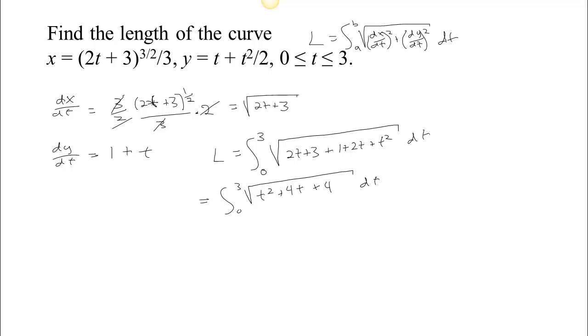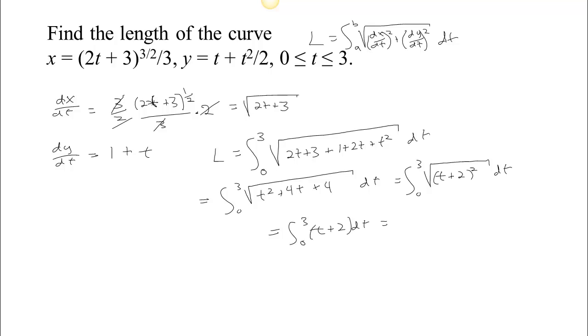And the key to integrating this is to notice that the square root of t squared plus 4t plus 4 is a perfect square. It's t plus 2 squared. So now that that's a perfect square, we've got the integral from 0 to 3 of the square root of this. Now technically that's the absolute value of t plus 2, but if t is going from 0 to 3, t is always positive, so t plus 2 is positive. So we don't need to worry about the absolute values. We just have t plus 2 dt.